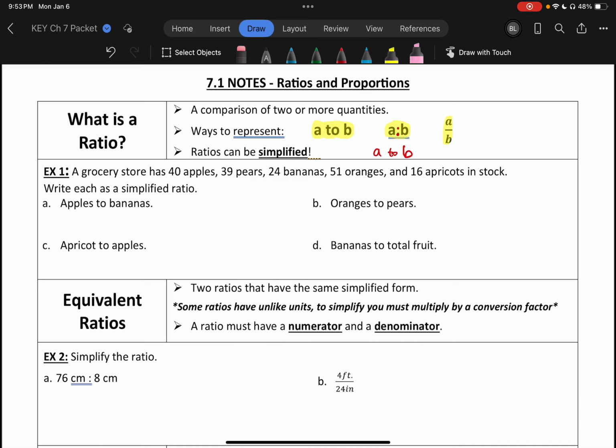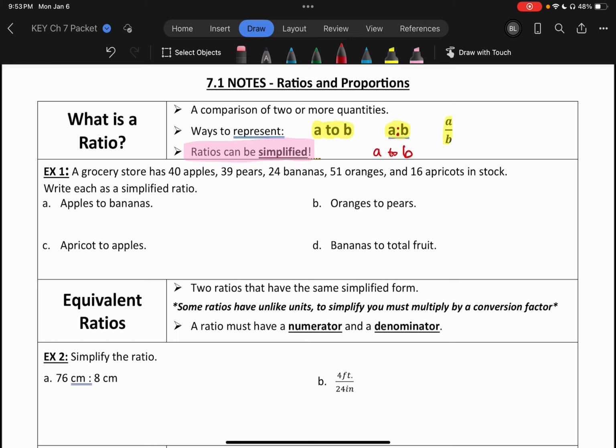One thing you do want to make note of here, though, that is really important is that ratios can be simplified. Right? And the expectation here is that anytime you're writing a ratio, make sure that you simplify whenever possible. So this will start to make more sense as we look at some examples. So let's go ahead and dive into example one.